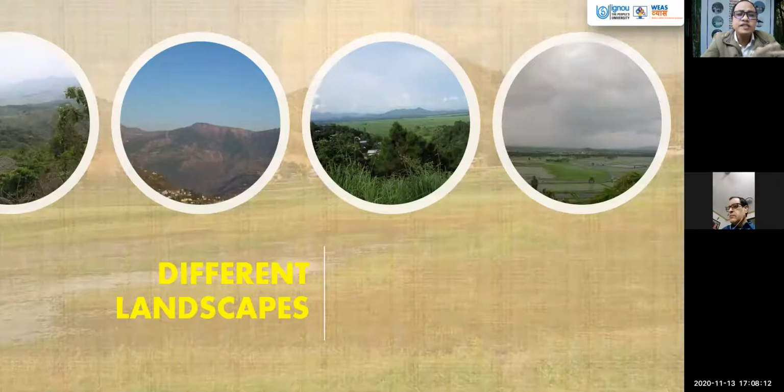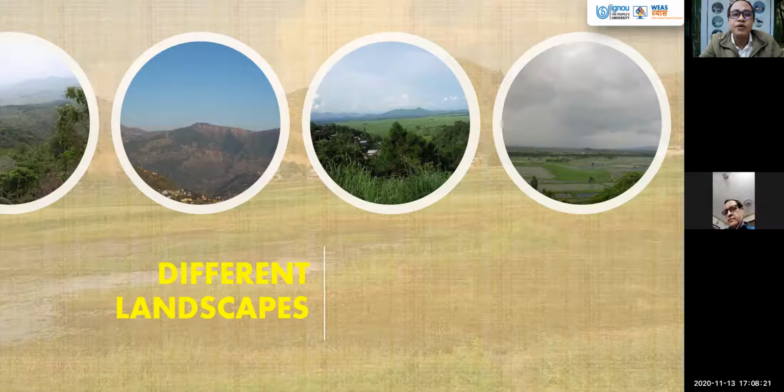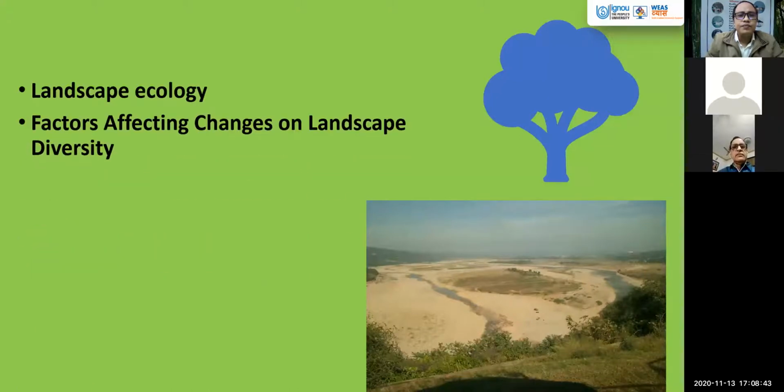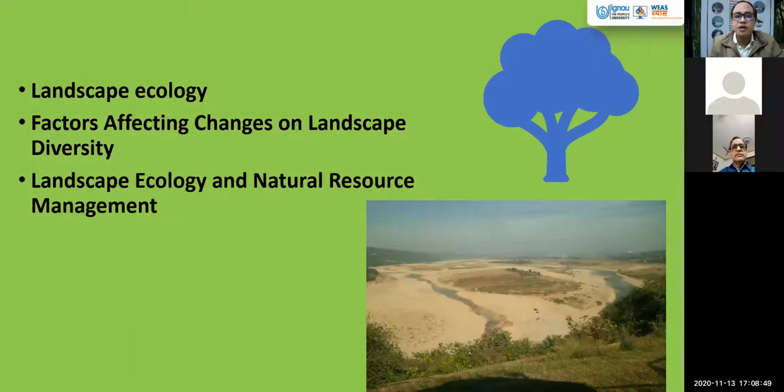And if you look at the different landscapes I have shown here, you will see their cultural differentiation. So this is how we have to understand landscape ecology, and how you have to start thinking about how landscape ecology is related to the issues of sustainability at different levels. So first, when we try to understand landscape ecology, we have to understand the basics of landscape ecology, the factors affecting changes in landscape ecology, and how landscape ecology is related to natural resource management.